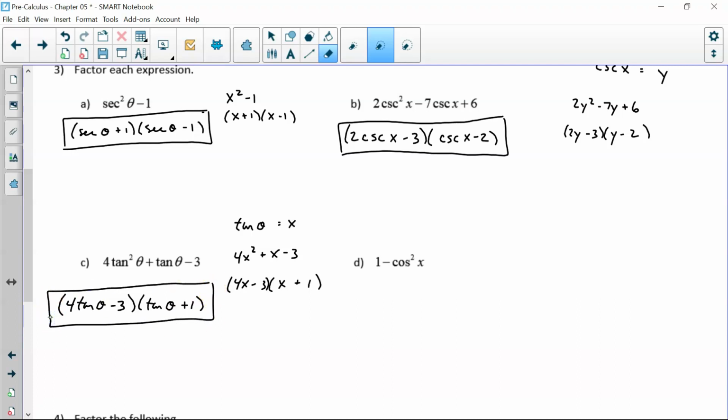I know some of you might not be getting this right now, but we'll be practicing. This is not the only time we're going to see this. Once again, instead of writing the cosine of x, I'm going to replace that with a y. Just use a different variable. So what we have here is 1 minus y squared. Now when we factor that, we get 1 plus y times 1 minus y. So that's going to be 1 plus the cosine of x, 1 minus the cosine of x. And that is factored.